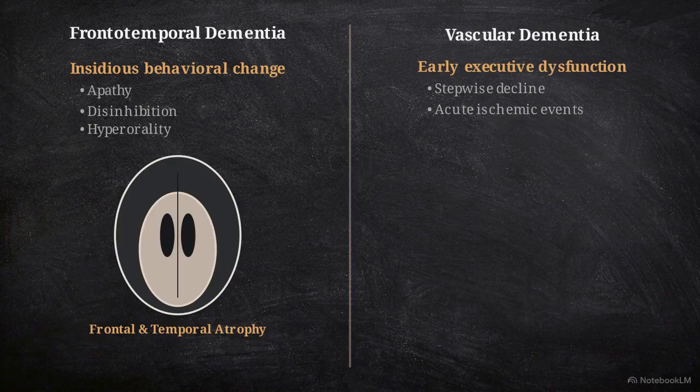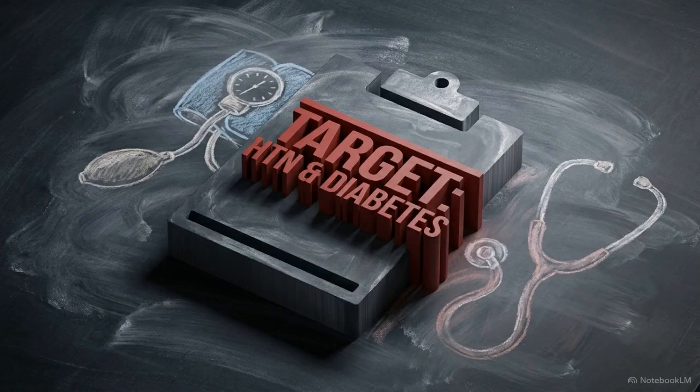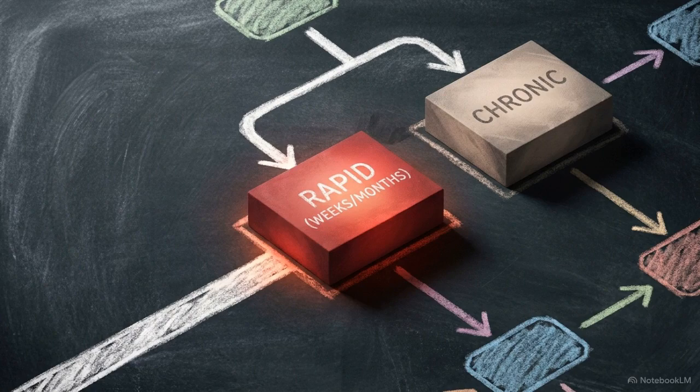Neuroimaging confirms. FTD shows severe frontal and temporal atrophy. Vascular dementia presents with multifocal deep white matter infarcts. Medical management for vascular dementia centers on strict, aggressive treatment of cardiovascular risk factors like hypertension and diabetes to prevent further small vessel ischemia. If the tempo of decline is measured in weeks or months rather than years, the algorithm shifts to the rapid tempo branch.